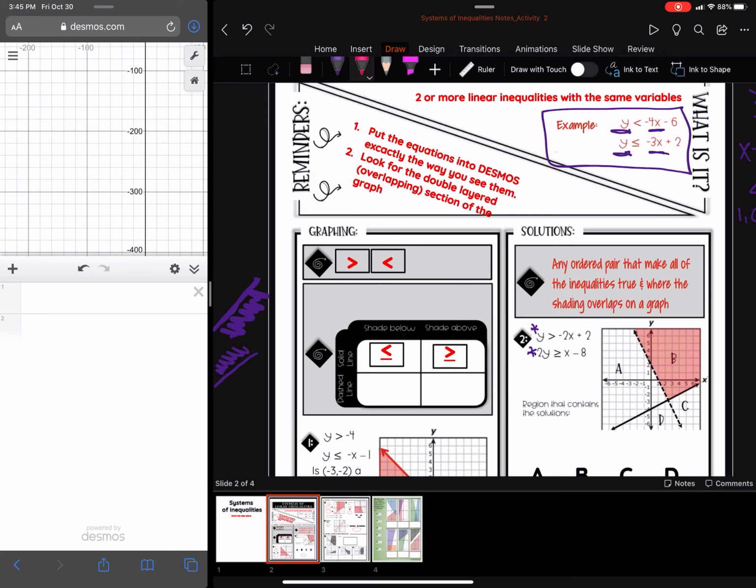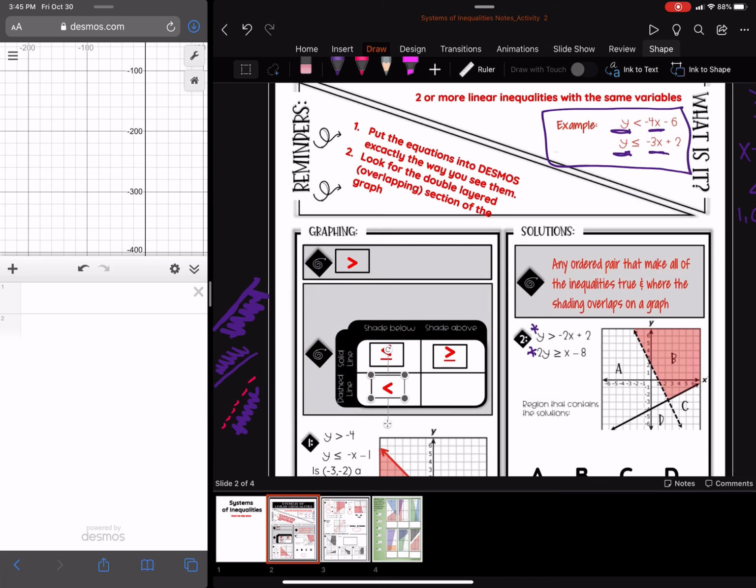And then we're going to talk about dotted lines. Remember, dotted lines means that they are not part of the solution, okay? But anything shaded this way is, or anything shaded that way is. Same concept. So what if I had a dotted line, but it was shaded below the line? What symbol would that be? And that would be the less than symbol right here. So just the less than.